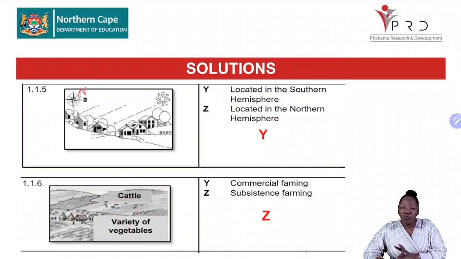So we are given two types of farming, the commercial farming as well as the subsistence farming. So you will remember that commercial farming is whereby you are farming strictly for business, and you only focus on one crop at a time, and it covers a large area. So you see there is a variety of crops. These are the characteristics of subsistence farming. In subsistence farming, you are farming in a small plot of land and you use a variety of crops, and also you are farming for your family.